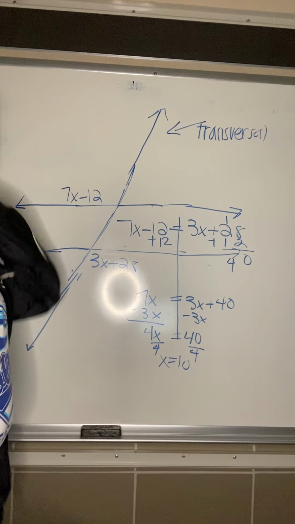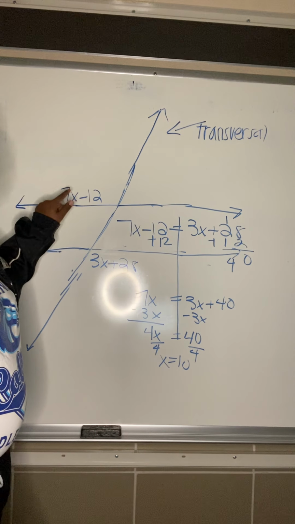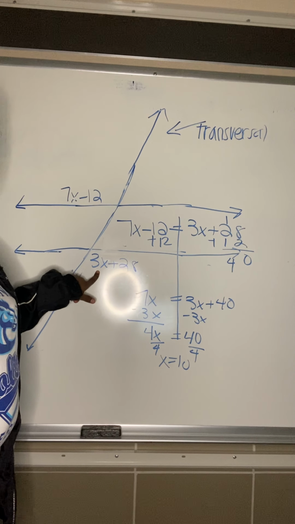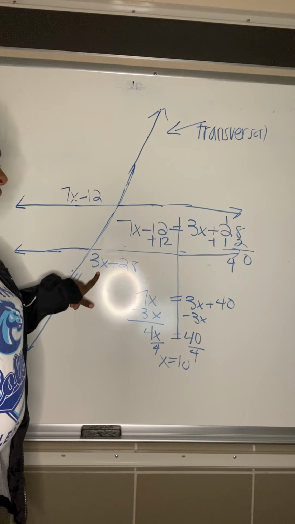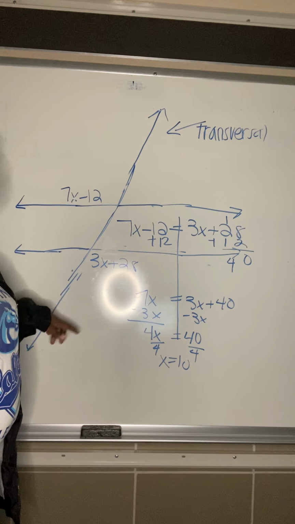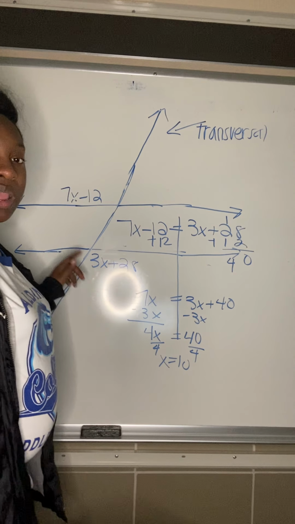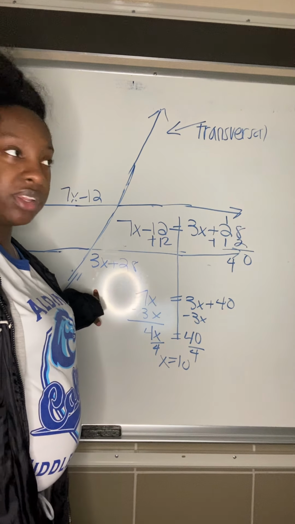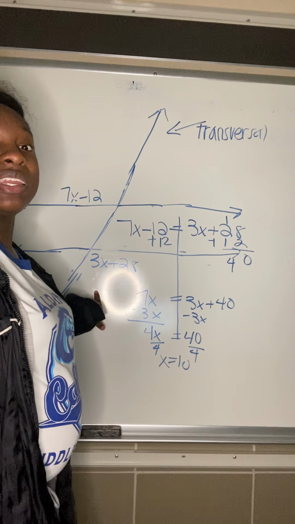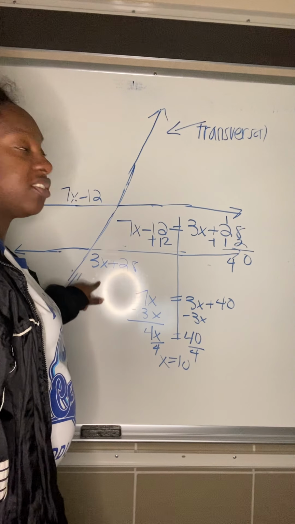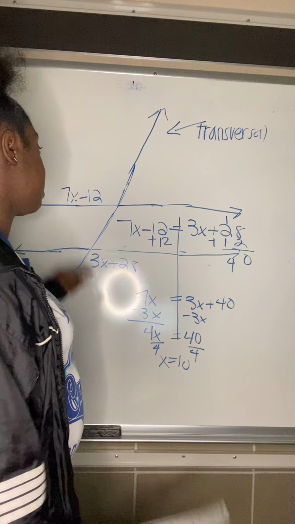So if I go back and put 10 in here and put 10 in here, first of all, did we name these angles? I hope we did. If we didn't, these are going to be called alternate exterior angles. If I go back and put 10 in for x, both of these numbers should equal each other. They should not equal 180. They should equal the same exact number.